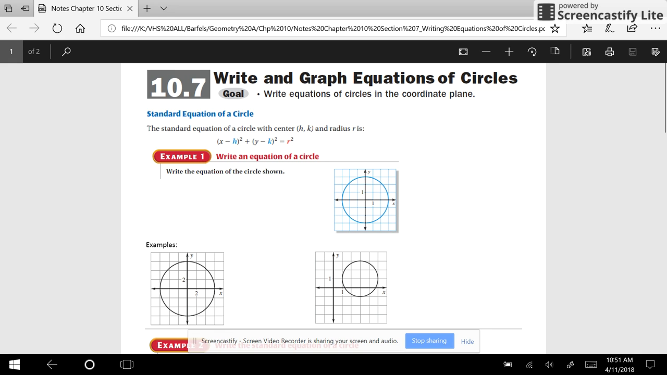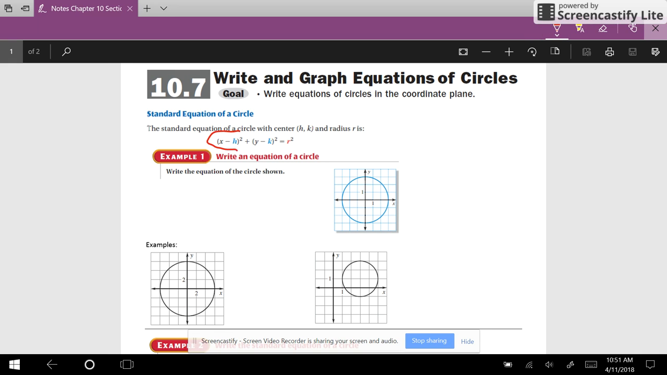We have what's called standard form. (x − h)² + (y − k)² = r². The h and the k come from the center, the ordered pair of the center. The r is the radius.